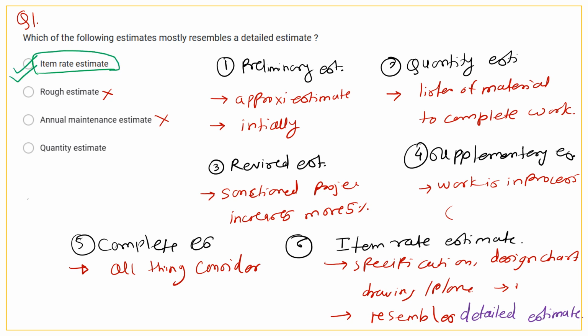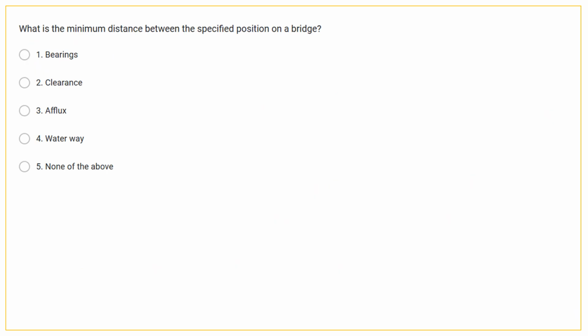The next question, question number 2. What is the minimum distance between the specified positions on the bridge? So the answer of this question is clearance. Clearance is the minimum distance between the specified positions on the bridge.